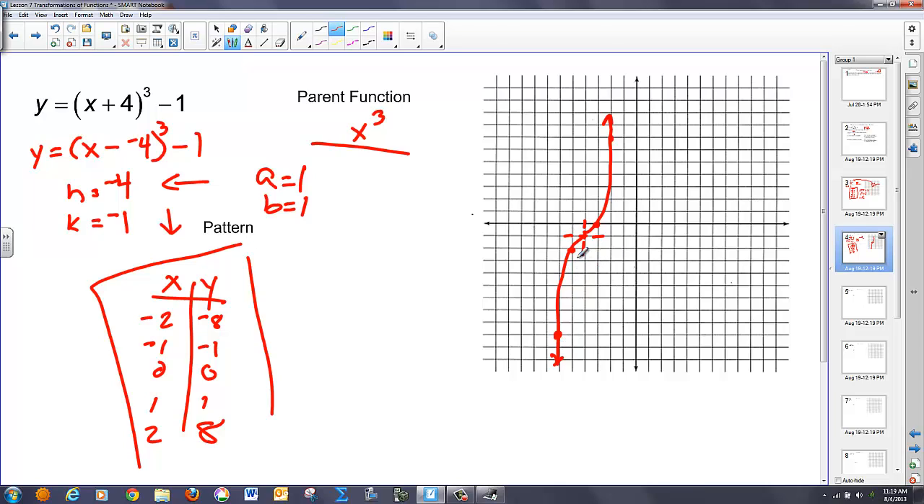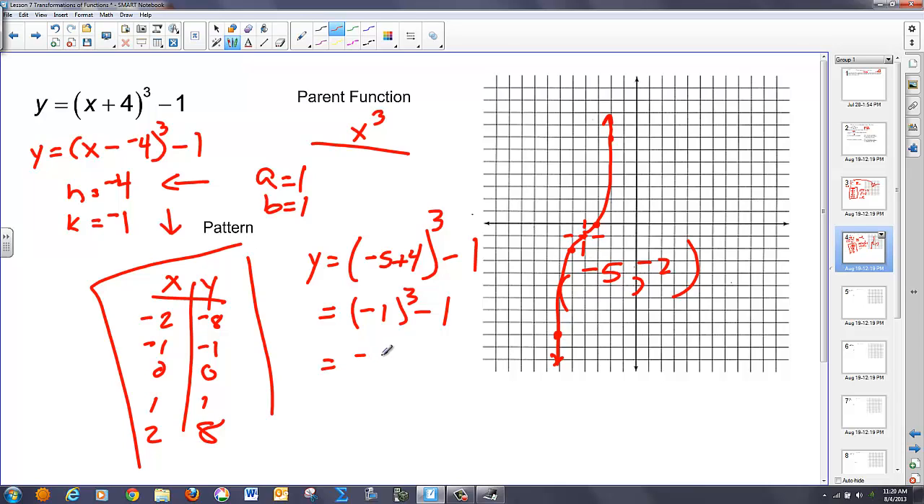Again, just to check ourselves to make sure we did this right, pick a sample point, and I pick any other sample point other than the new origin. So let's just go over here, 1, 2, 3, 4, 5: negative 5, negative 2. And make sure that point satisfies the original equation. So y equals negative 5 plus 4, I cube that and subtract 1, I better get negative 2. You'll notice I have negative 1 cubed minus 1, which ends up being negative 2. Satisfies my equation, thus I graphed it correctly.